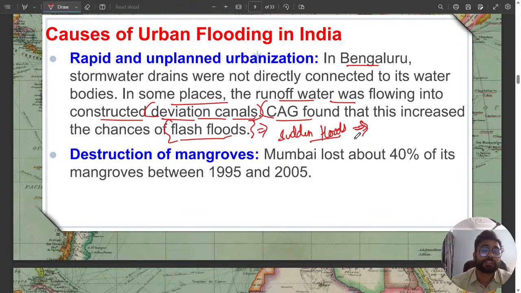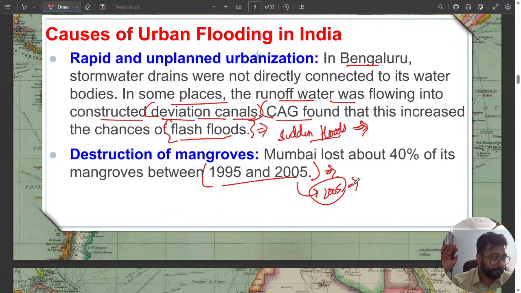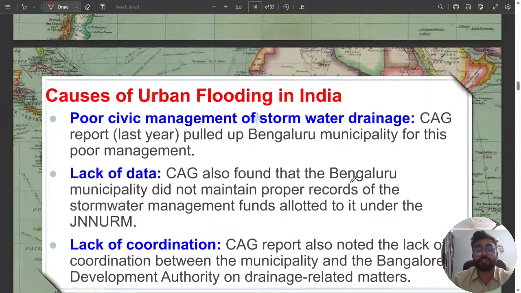One more reason is the destruction of mangroves. Mangroves are a type of vegetation which grows in the transition area between aquatic and terrestrial ecosystems. Mumbai is also losing its green cover. Almost 40% reduction of mangroves was recorded from 1995 to 2005. As a result, in 2005, you saw a devastating flood in Mumbai. So this is another reason why the destruction of mangroves causes problems.